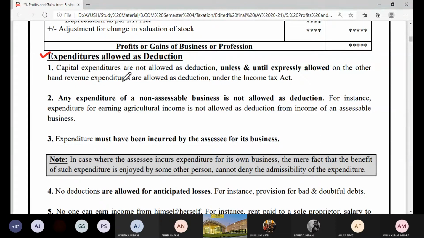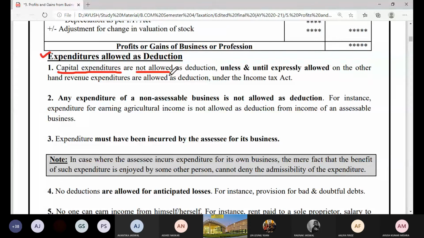Okay. The first point that we should keep in mind is that capital expenditure shall not be allowed as a deduction, because any capital expenditure cannot be written under PL. All capital expenditures are transferred to the balance sheet. Then if you have somehow written any capital expenditure under the PL format, you have to remove it.